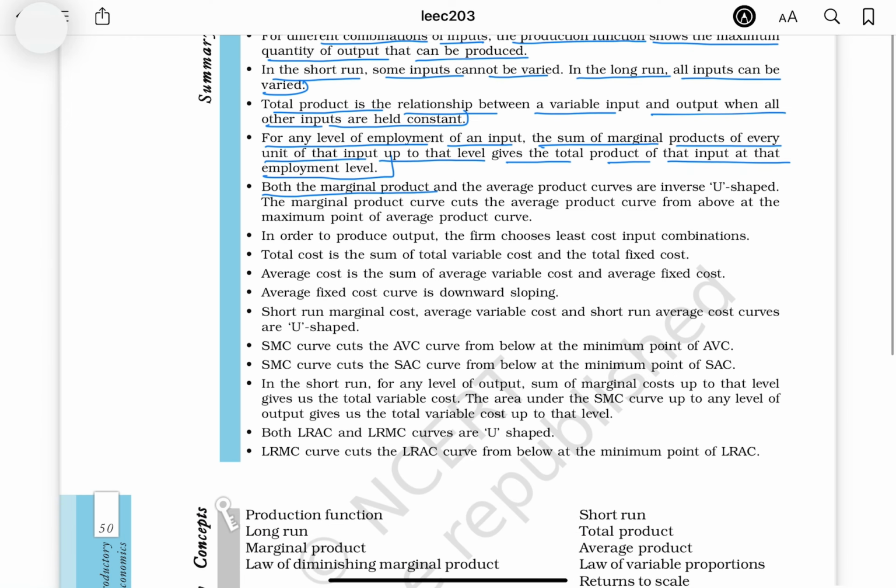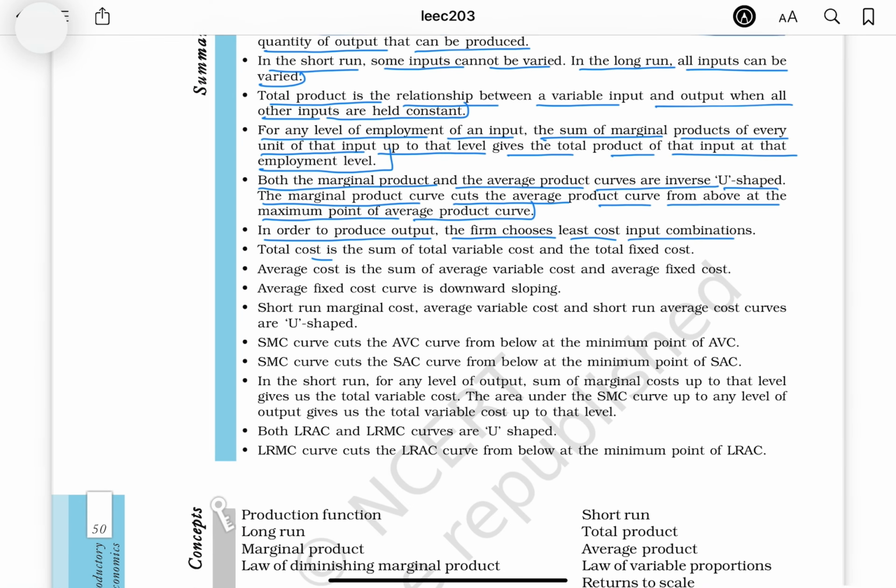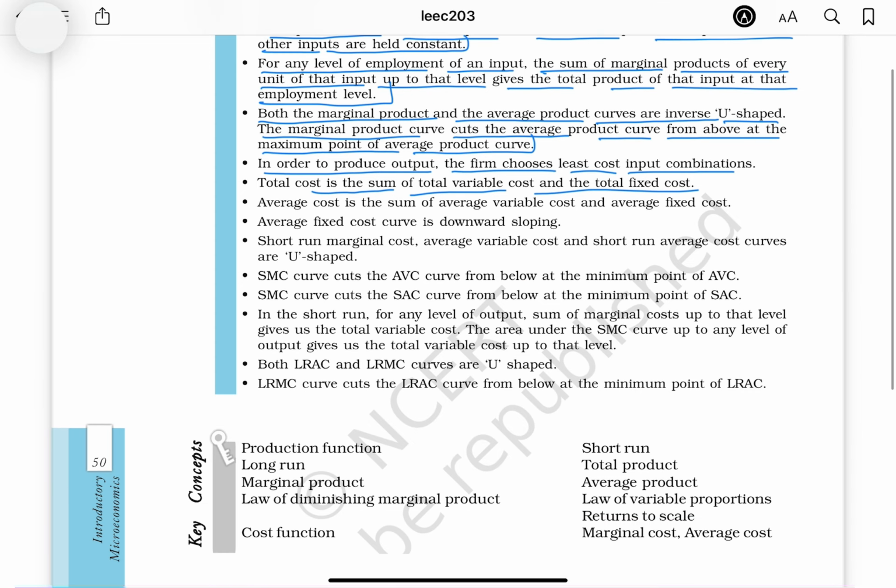Both the marginal product and the average product curves are inverse U-shaped. The marginal product curve cuts the average product curve from above at the maximum point of the average product curve. In order to produce output, the firm chooses the least cost input combination. Total cost is the sum of total variable cost and the total fixed cost. Average cost is the sum of average variable cost and average fixed cost.